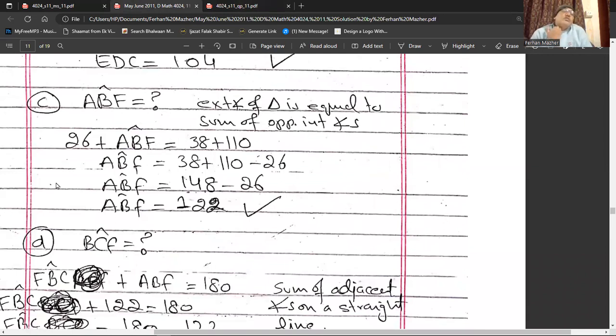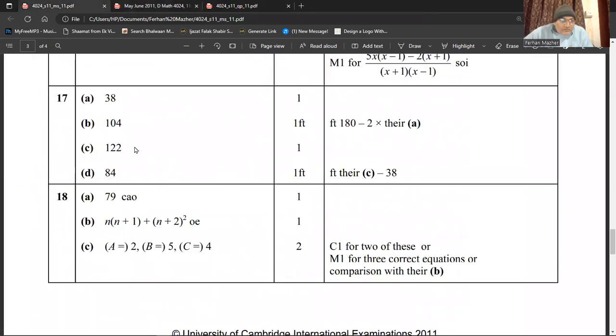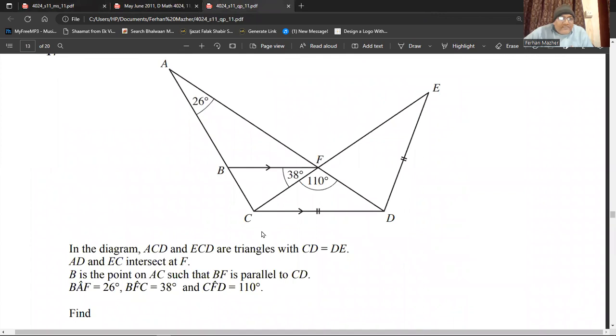So 26 plus ABF will be equal to the external angle of the triangle. That will be 38 plus 110, that will be 148. So ABF will be equal to 148 minus 26, and that will be ABF equals 122. 122 is the right answer. Now I know this angle. This angle is 122.